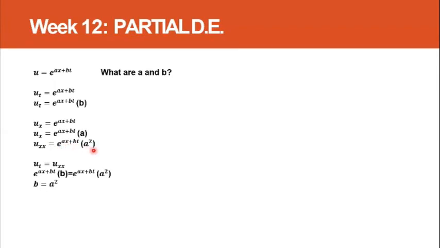And then, simplify lang natin based sa formula natin na u sub t is equal to u double x. We have here for the u sub t is the e raised to ax plus bt times b. And then for the u double x natin, we have e raised to ax plus bt times a squared. And then, syempre, if we divide both sides with e raised to ax plus bt, ito is makakancel na siya. That's why we have here na yung b is equal to a squared.